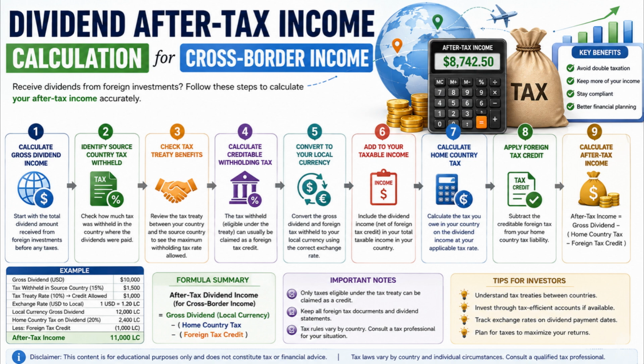Then, calculate the creditable withholding tax. In some situations, the foreign tax already withheld may be claimed as a foreign tax credit in your home country, either fully or partially, depending on local rules and treaty conditions. This is useful because it may reduce the chance of double taxation and improve the final after-tax result.